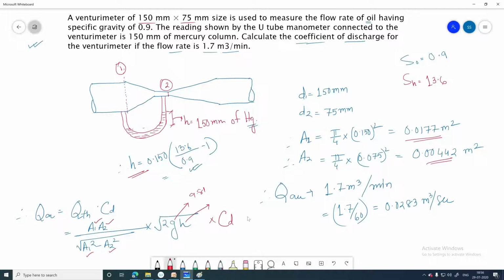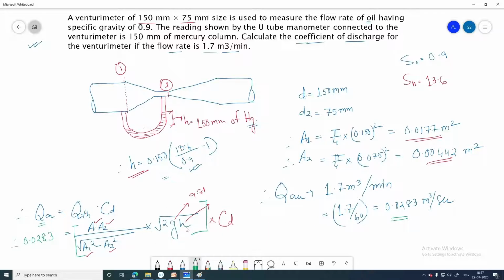What will be the value of the CD then? Look, this total portion is the value of Q theoretical, and the value of Q actual is 0.0283. So here you put 0.0283.